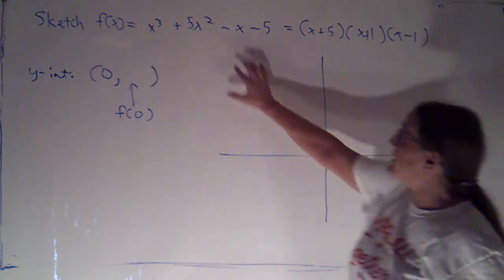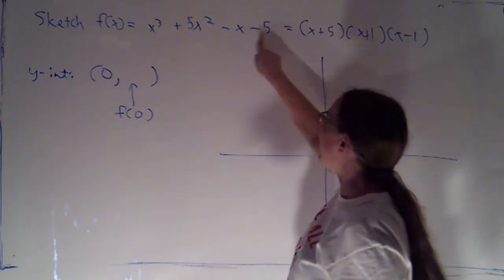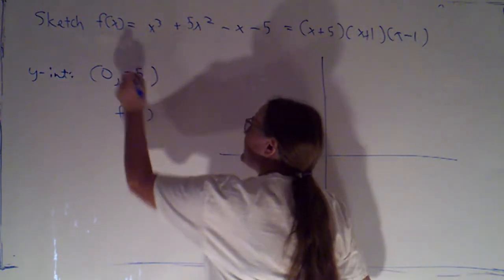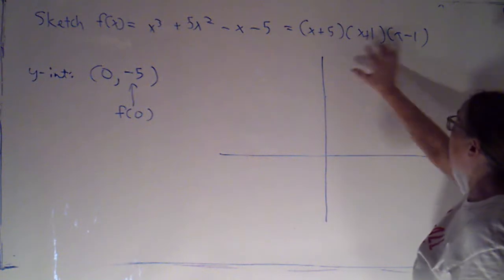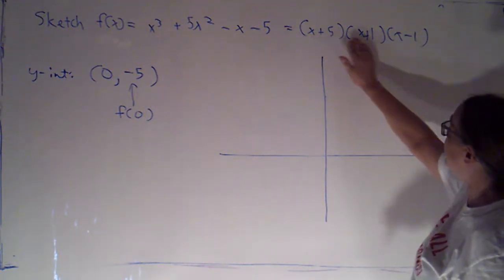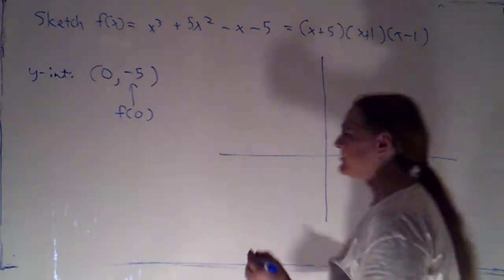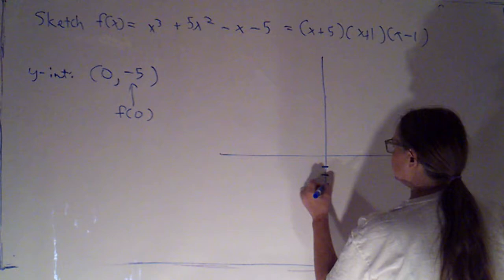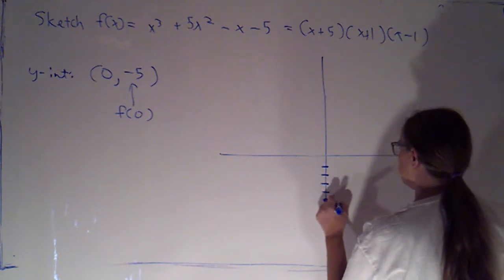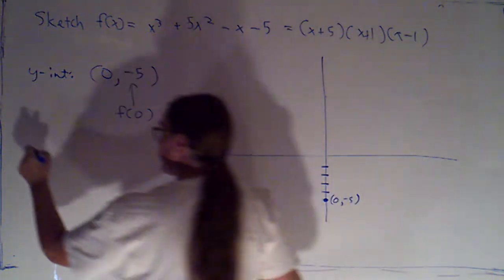I think it's easiest to plug into the non-factored form, because when I plug in 0, those three terms go away, and we just get a -5. Notice, you could have gotten that by plugging into the factored form, because if I plug in 0, this becomes 5 times 1 times -1. Either way, I get the point (0, -5). Beautiful.